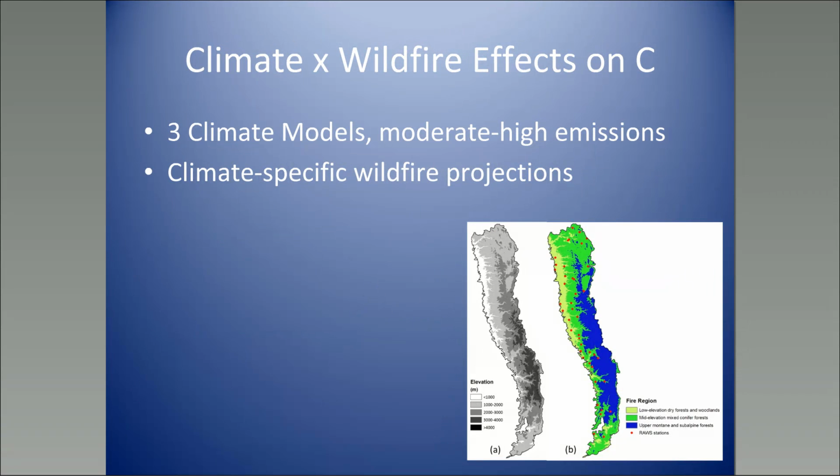So we've been investigating the potential for changing climate and increasing area burn to alter both the distribution of species and carbon dynamics across the entire Sierra Nevada. For this particular study, we used 3 climate model projections forced by a moderate high emission scenario and their associated area burn projections from Leroy Westerling's work.